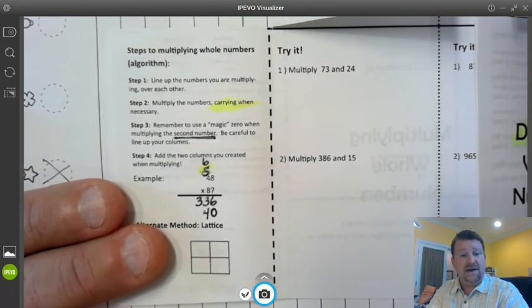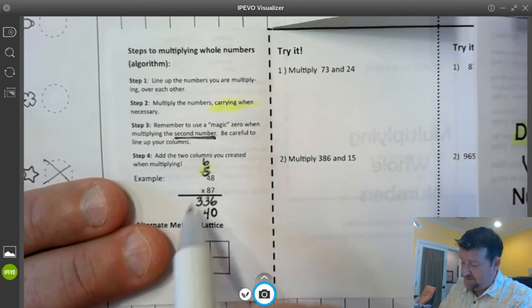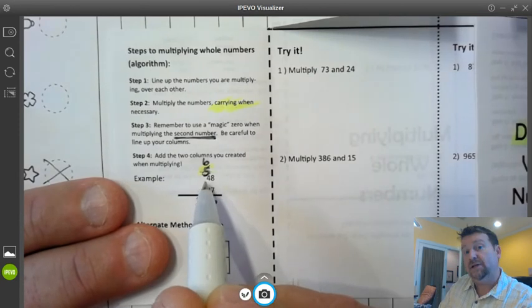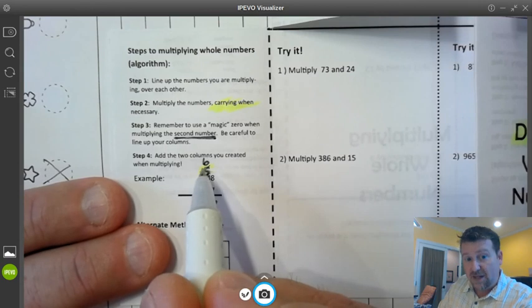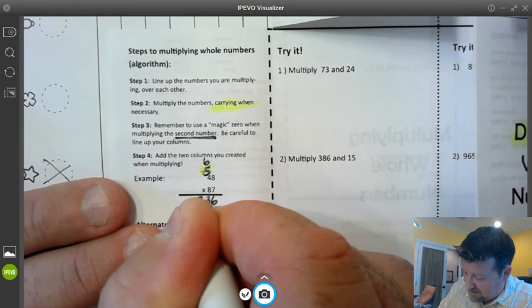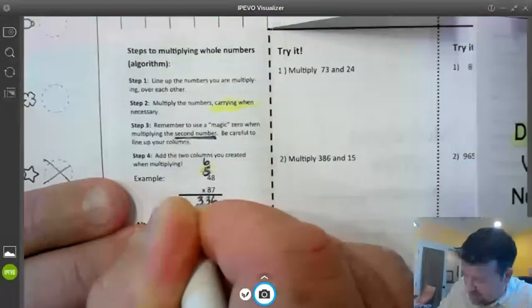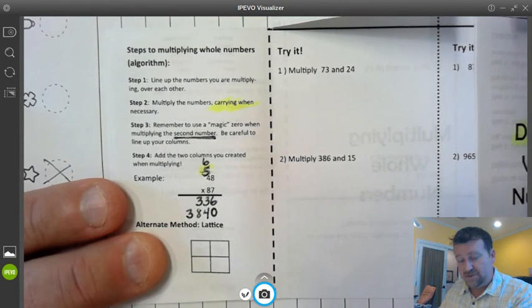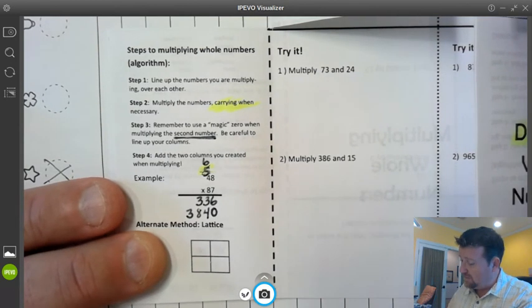So now we've got to do 8 times 4. We know that is 32. 32 plus the additional 6 is 38. So that's 8 and that's 3. That's 38.